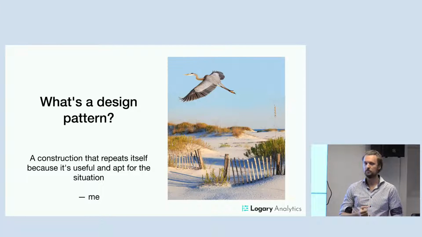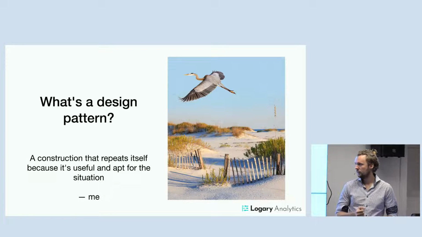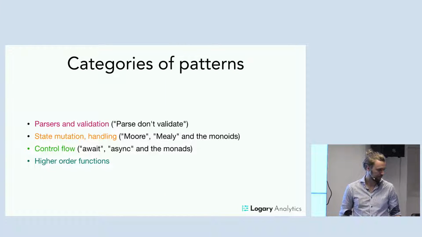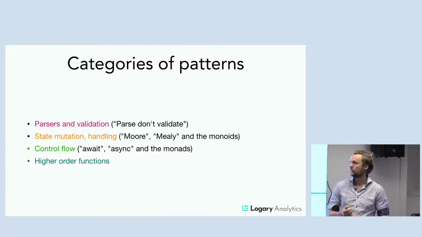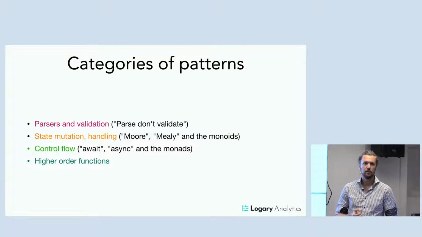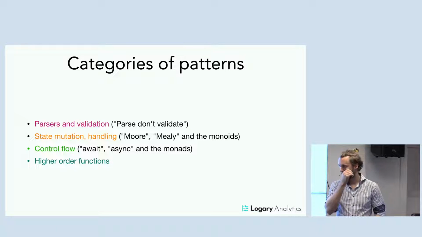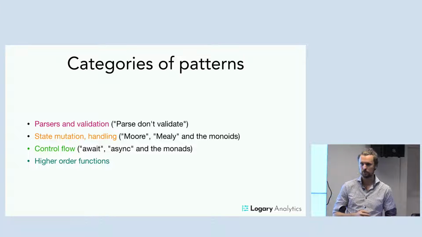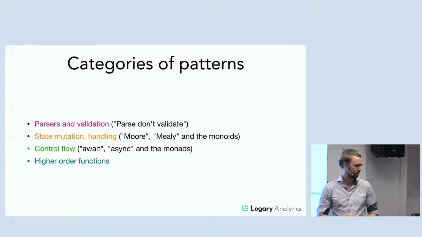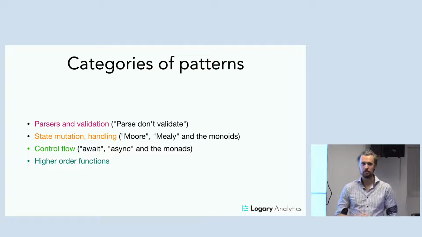But back to what's a design pattern and what we're going to speak about tonight. I'd say it's a construction that repeats itself because it's useful and it fits the situation. You could divide them into these, especially when you write functional programming: parsers and validations, state and handling of state or state mutation, control flow, which is actually what Haskell is so good at. Then you also have async await in Python with Twisted, and in C#, TypeScript and JavaScript. Then you have higher order functions, which are very often mentioned. And the other thing that's mentioned, of course, is monads, but I'm not going to go into those.